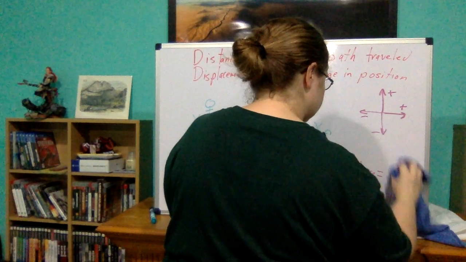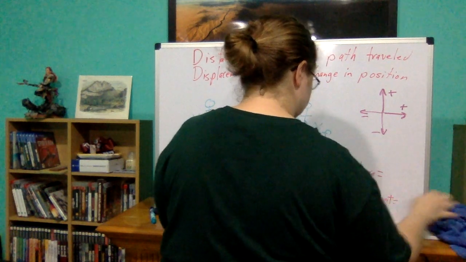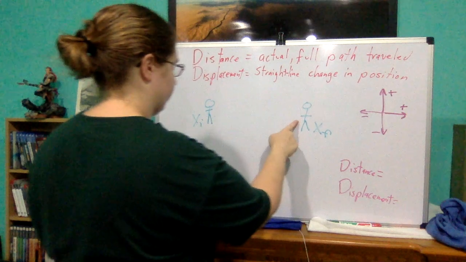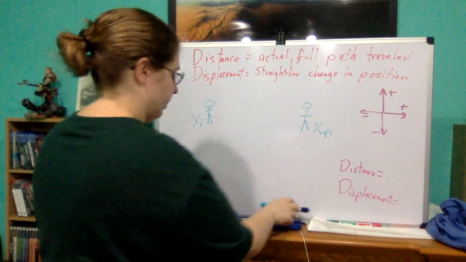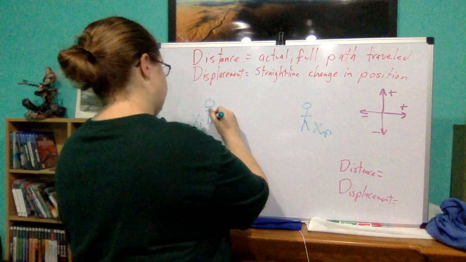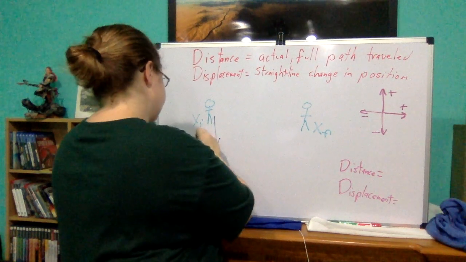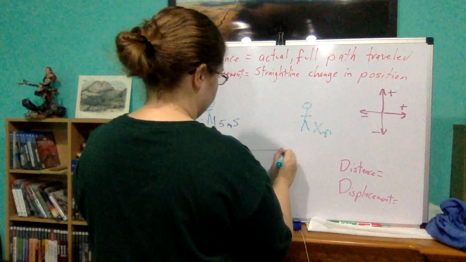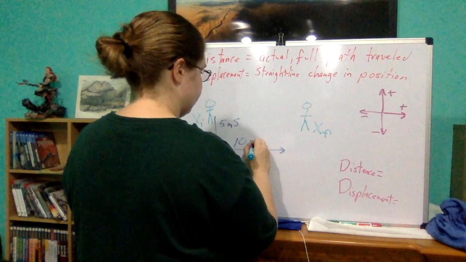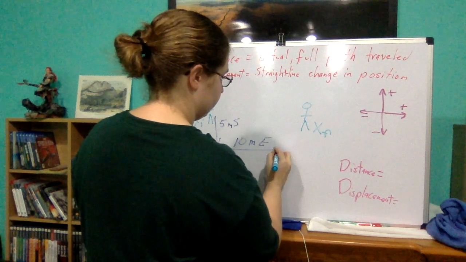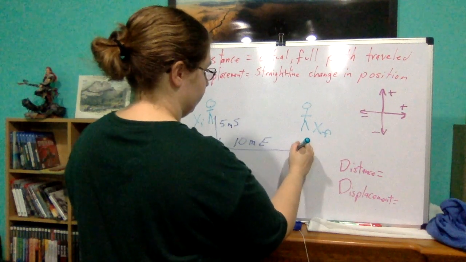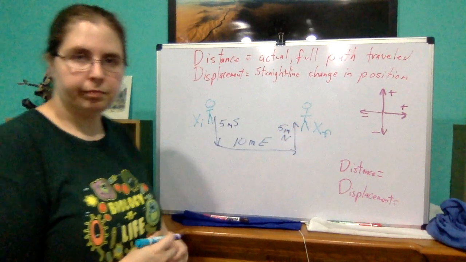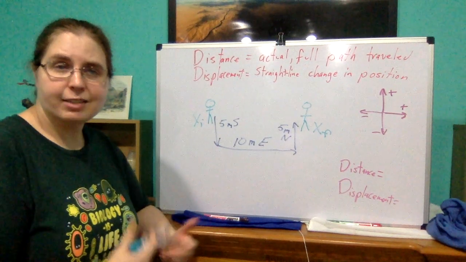Let's take another example. Right, so here we have our person still. They are going to move south for 5 meters. That is 5 meters south. They're going to move 10 meters east. And then they are going to move 5 meters north. So let's figure out the distance and displacement in this problem now.